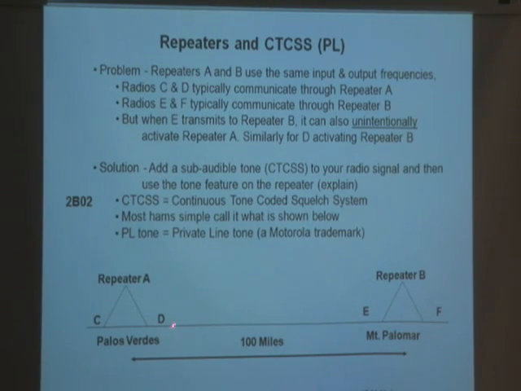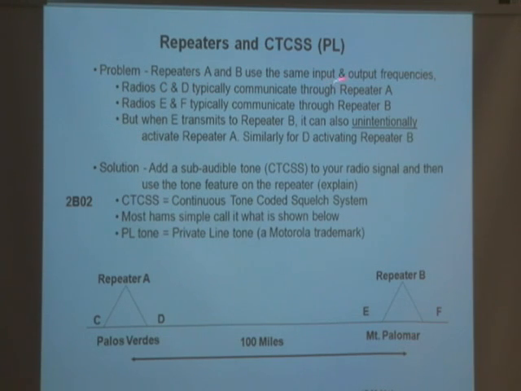One day, one of these hams got on and talked through this repeater. His signal made it all the way down to Mount Palomar, line of sight, and it went to the other repeater, and those two hams said, wait a minute, who's that? I don't know. Then they figured out that when this guy turned his radio on, he could activate their repeater, and they would hear him. So that's the background. Here's the problem.